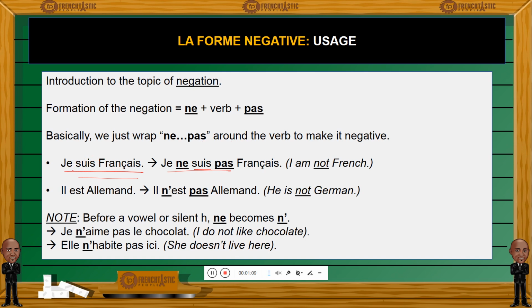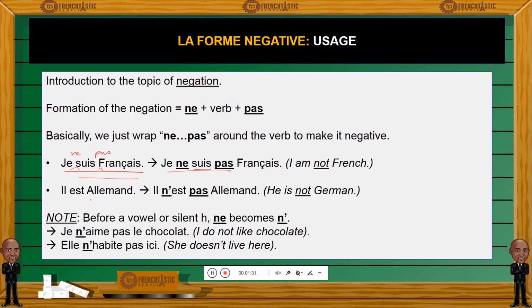What you need to do is to wrap ne pas around the verb. So we'll have ne and then pas. Je ne suis pas français, to say I am not French. That's how you will form the negation in French. Quite easy. Let's have another example.